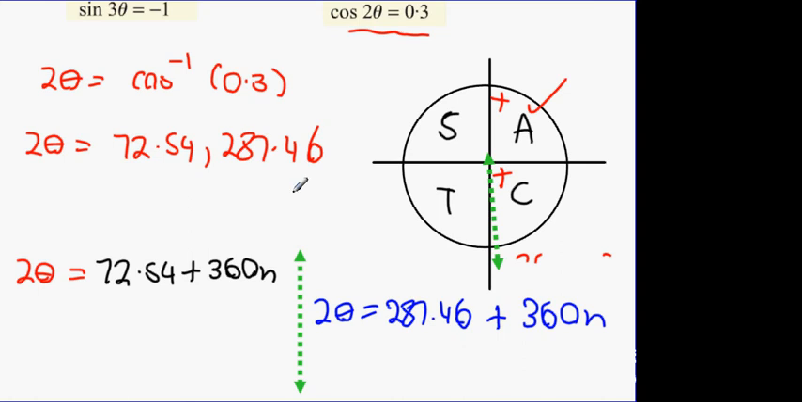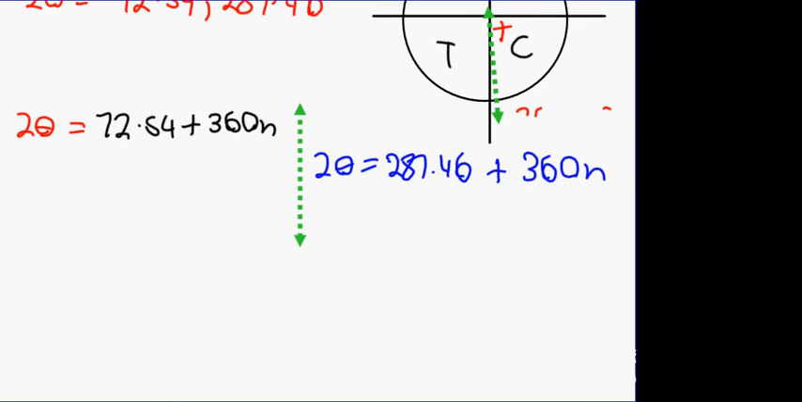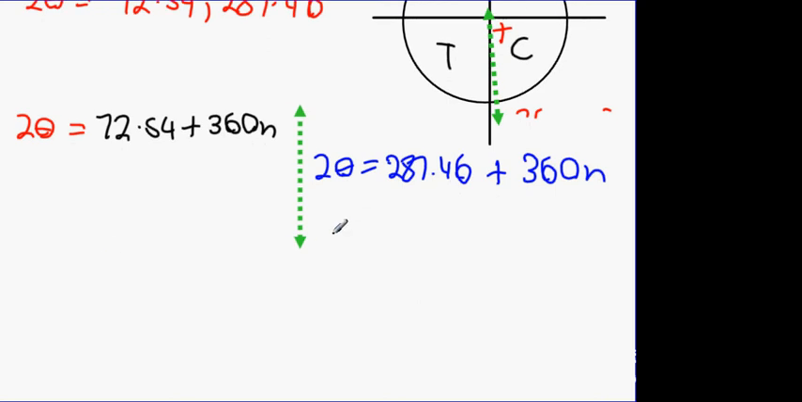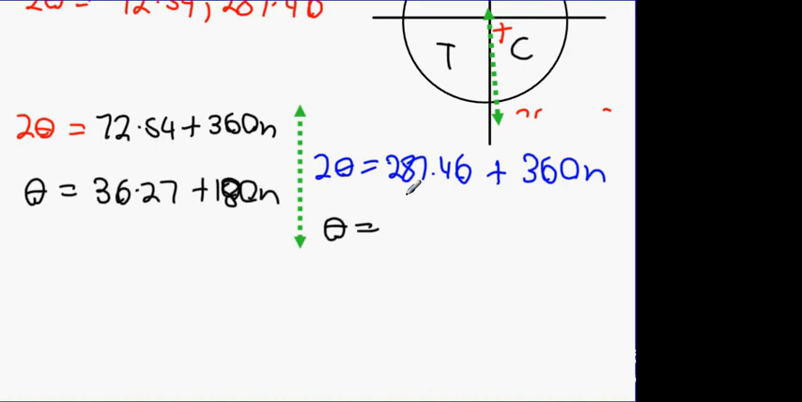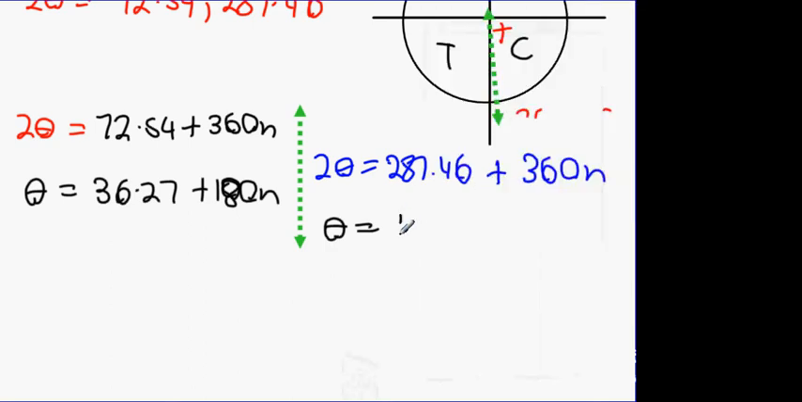Now, we can leave it all in decimals if we want, okay? I intend to leave this all in decimals, okay? And I'm going to show you what I mean now. Let's start off with dividing it first, okay? Theta ends up to be, what's that going to be, 36.27 plus 180 n. The second one's going to be theta equals 287.46 divided by 2, 143.73 plus 180 n.